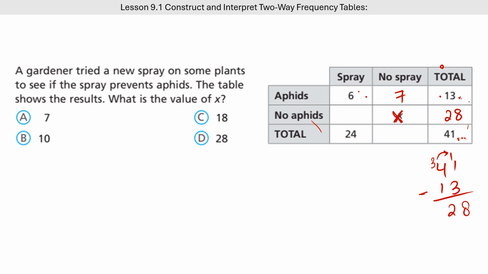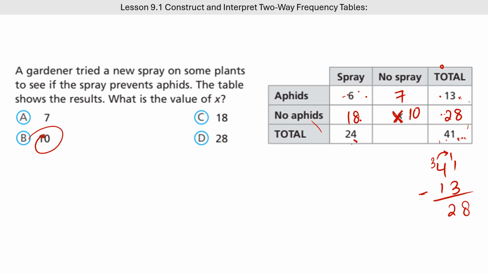Okay, now if total is given, and the number is given, so I subtract. So 24 minus 6, it gives me 18. Okay, again the total is given. Here the total is given and this number is given. So I subtract. So 28 minus 18 is 10. So the answer is 10. But I want you to complete it.